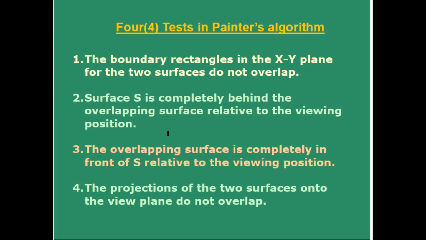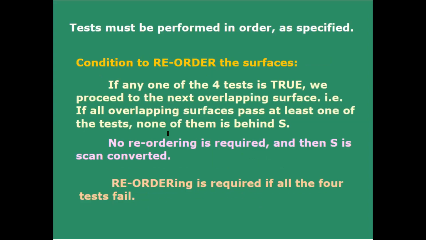If any one condition passes, then we do not need to check the other conditions. But if all four conditions fail, then we need to reorder the surfaces. The tests must be performed in the order specified, so all four tests are performed sequentially. If any of the four tests is true, then we proceed to the next overlapping surface. But if all four conditions fail, then we need to reorder the surfaces, that means we change the order of the surfaces.